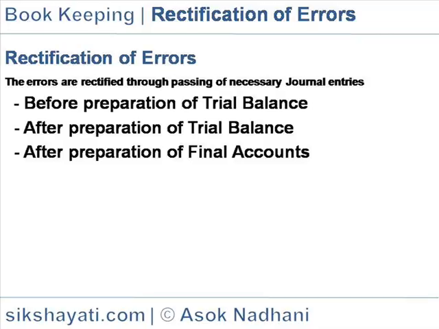Rectification of error after preparation of final accounts. Rectification of one-sided error. To rectify one-sided error, a journal entry is passed via suspense account. Rectification of two-sided error. In case of two-sided error, as final accounts are prepared, all nominal accounts are closed by transferring to trading and profit and loss account.